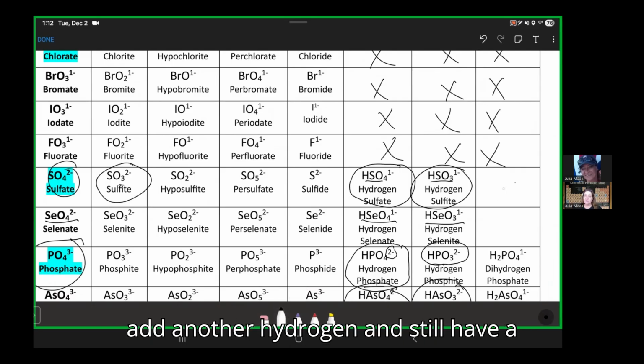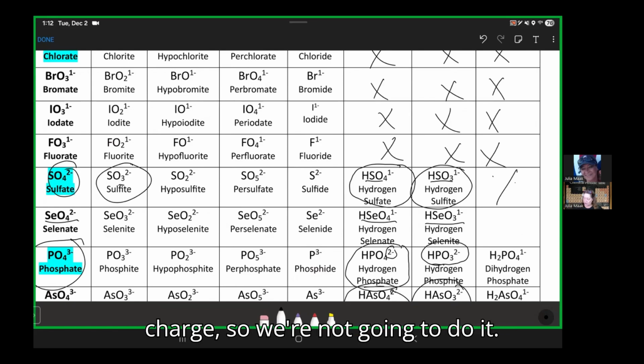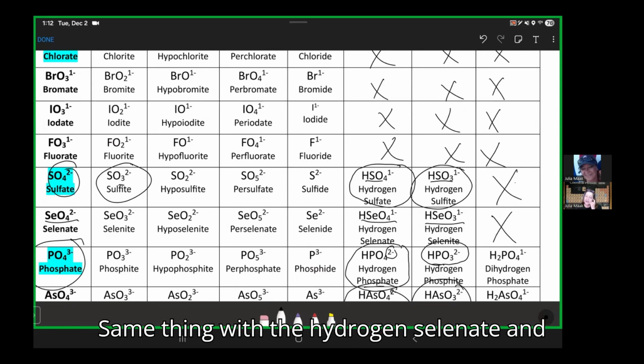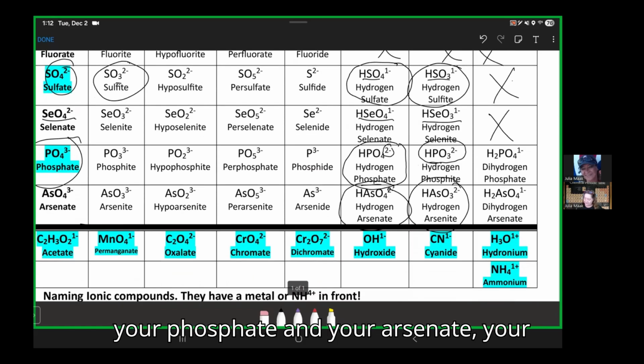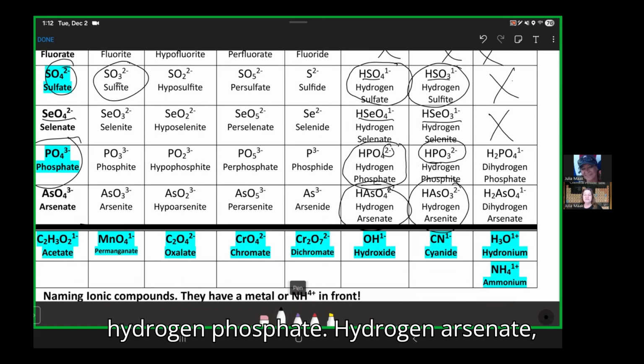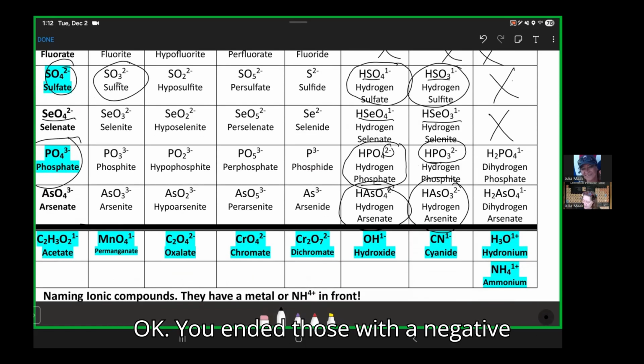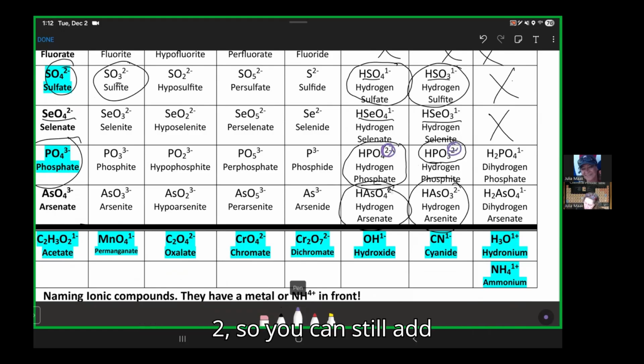You can't add another hydrogen and still have a charge, so we're not going to do it. Same thing with the hydrogen selenate and hydrogen selenite. You can't add another hydrogen and still have a charge. But your hydrogen phosphate and your hydrogen arsenate, you ended those with a -2, so you can still add 1 more hydrogen and have a charge.